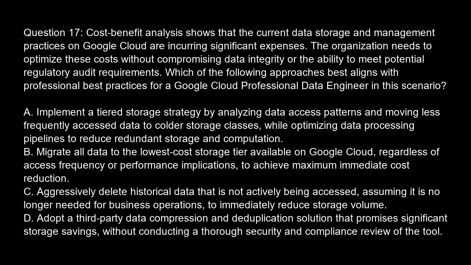Option B. Migrate all data to the lowest cost storage tier available on Google Cloud, regardless of access frequency or performance implications, to achieve maximum immediate cost reduction. Option C. Aggressively delete historical data that is not actively being accessed, assuming it is no longer needed for business operations, to immediately reduce storage volume.